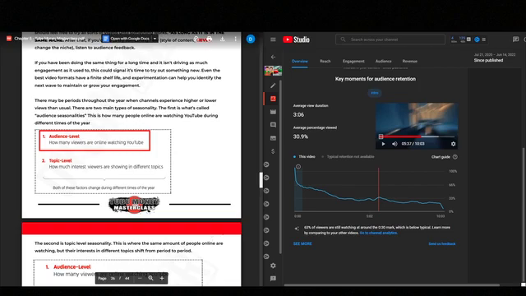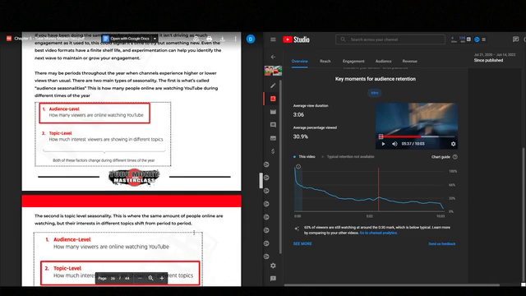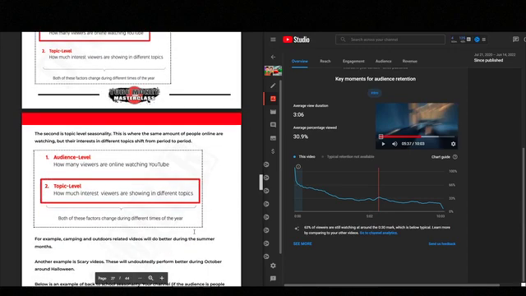And there's going to be periods throughout the year where channels experience higher or lower views than usual. And there's 2 main types of seasonality, right? The first is what's called audience seasonalities. That's how many people are online watching YouTube during different times of the year. The second is topic level seasonality. This is where the same amount of people are online and watching, but their interest in different topics shift from period to period.